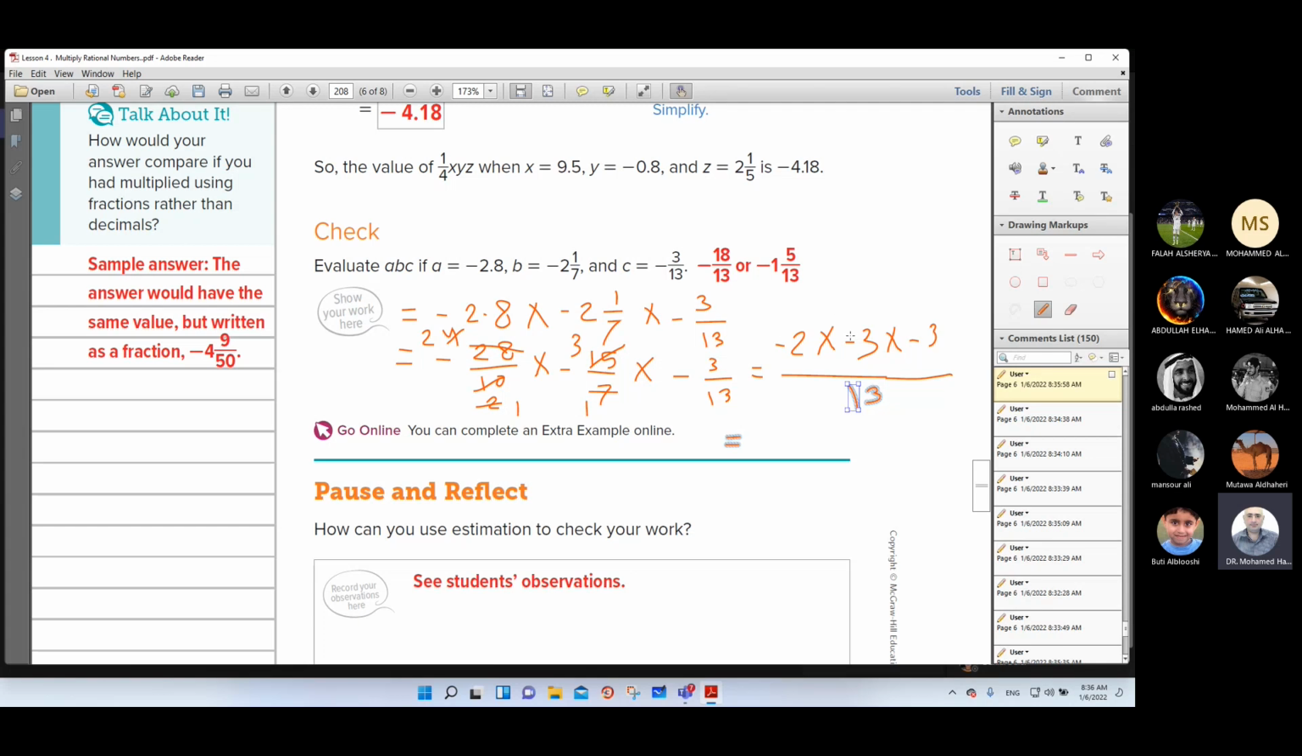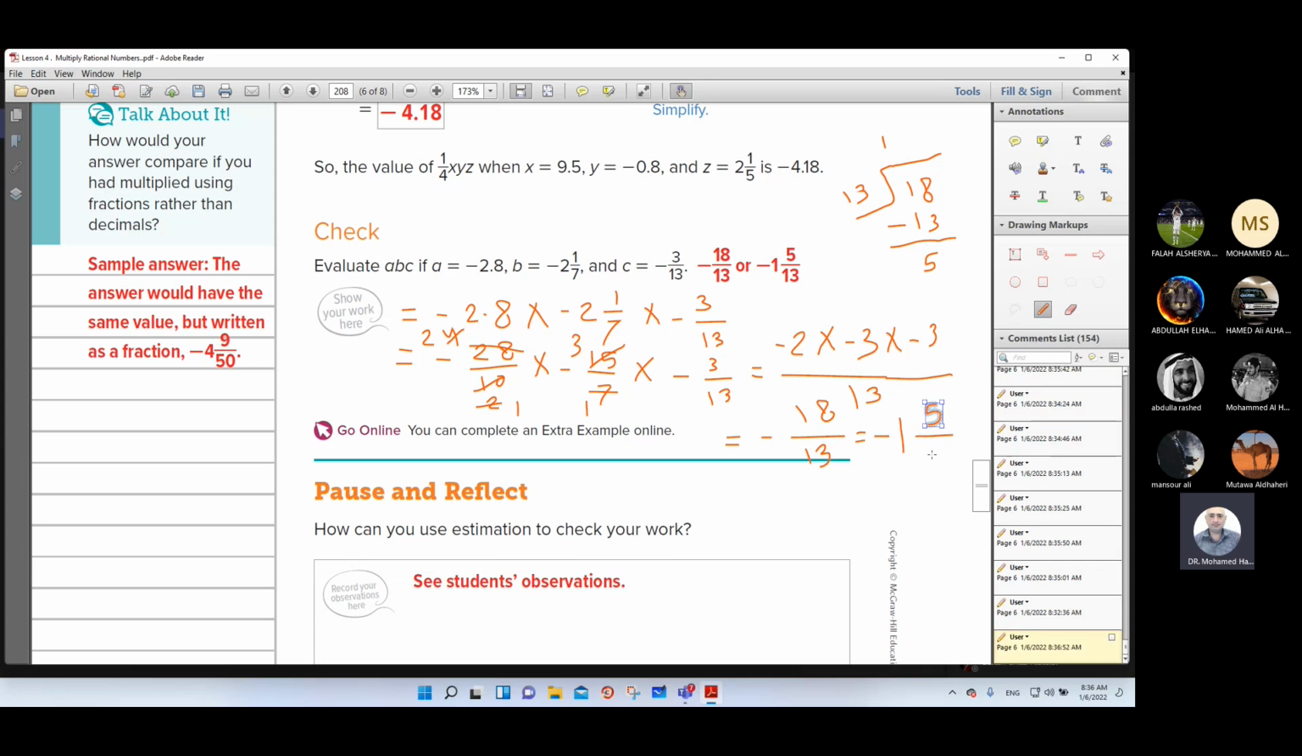Then negative times negative, positive. Positive times negative will be negative. Down you have 13. And up 2 times 3 will be 6. 6 times 3 will be 18. Then you can write this fraction as a mixed number. You can do long division. 18 divided by 13 will be 1. 1 times 13, 13. Then 18 minus 13 will be 5. So the answer will be 1, the whole number. Then the remainder will be the numerator, 5, and the divisor will be the denominator. So the answer will be as a mixed number, negative 1 and 5 over 13.